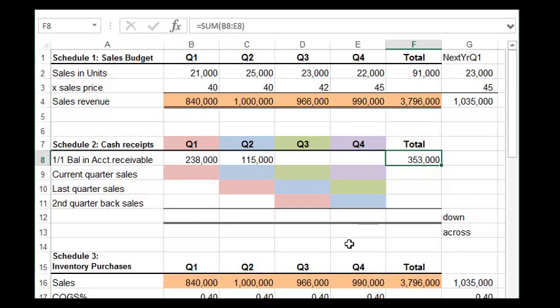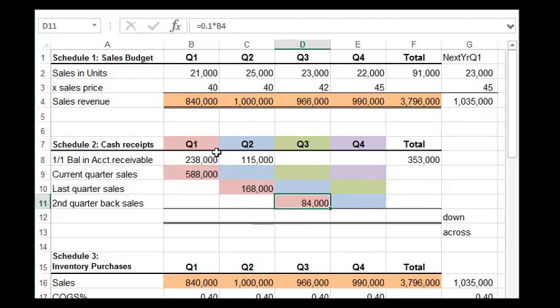What the problem tells us is that Q1 sales of $840,000 will be collected 70% in Q1, 20% in Q2, and then 10% in Q3. So that's what we expect to see. The underlying formulas here: this one is sales in Q1 times 70%, sales in Q1 times 20%, and sales in Q1 times 10%. And if you add those three numbers up, they add up to the $840,000.